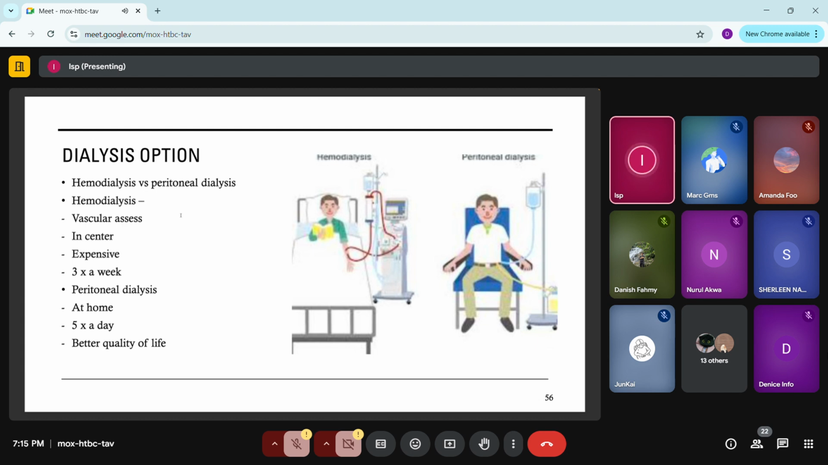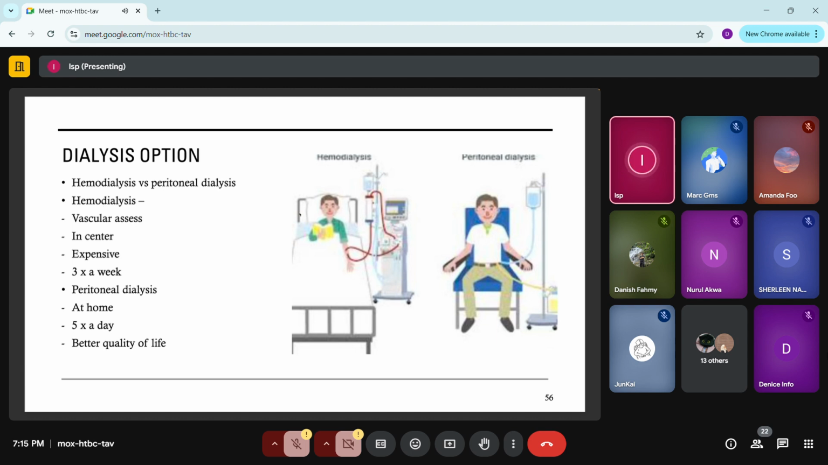Okay, the hemodialysis, the name suggests hemo means blood, and dialysis means filtration, so filtration of the blood. Okay, peritoneal dialysis, peritoneal means your peritoneum, so the filtration happens at your peritoneum. Hemodialysis means filtration happens in the blood, which is in the machine now.